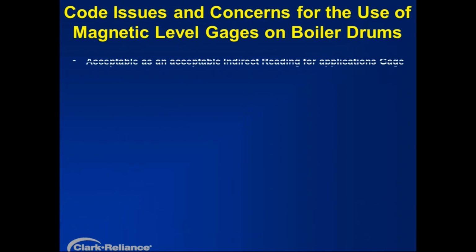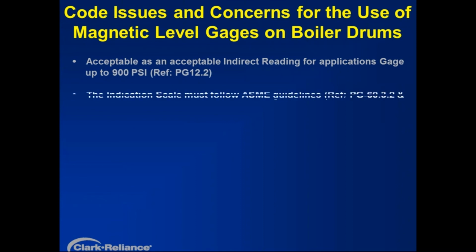Next slide. Some of these issues, I'd like to summarize the concerns for magnetic level gauge. So they are acceptable as an indirect reading device to 900-pound service. The indication scale, as we just described, must follow the ASME guidelines in PG60.